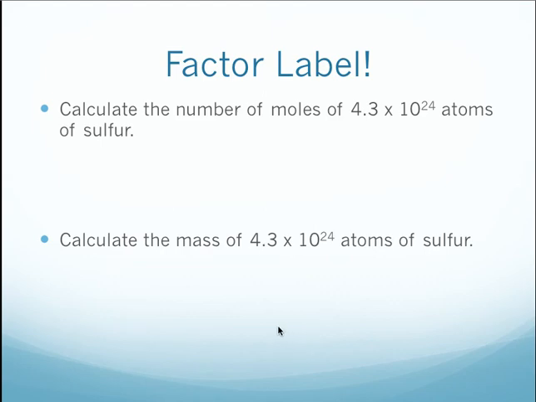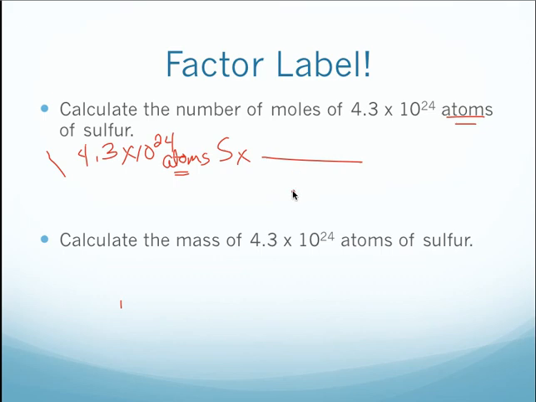All right, so let's get down to some math. Let's calculate the number of moles in 4.3 times 10 to the 24th atoms of sulfur. All right, well, I'm going to start with the given. 4.3 times 10 to the 24th atoms of sulfur. So it's not S8, it's just S because it says atoms of sulfur, times, well, moles. I want to end up with moles.